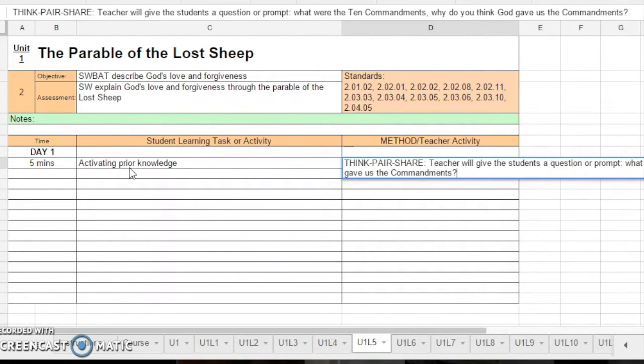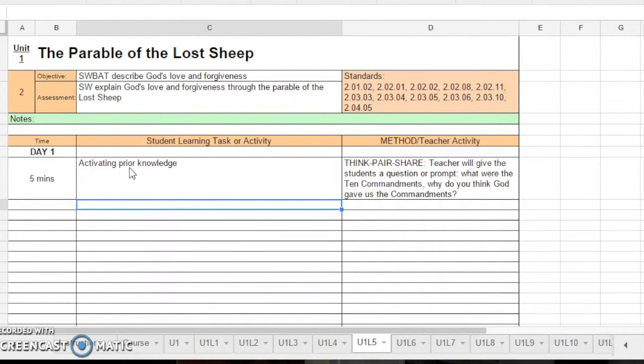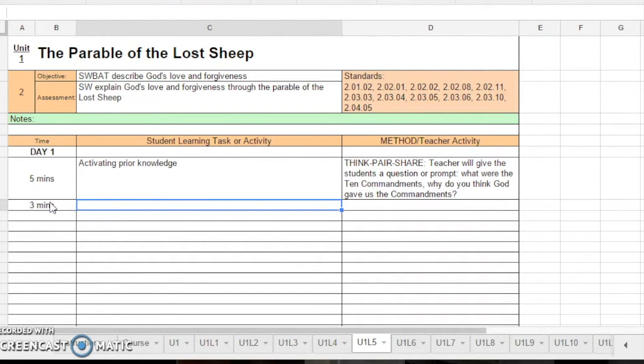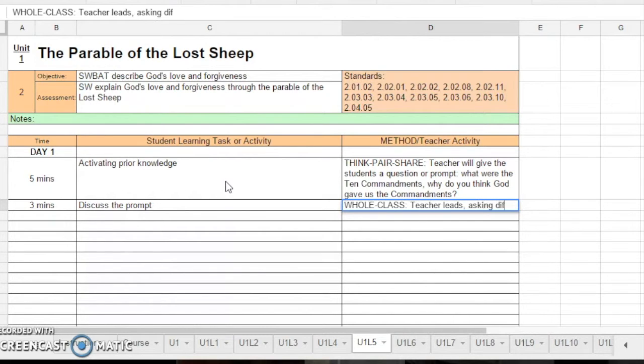This is just something short and sweet to activate their attention and also their prior knowledge, which we have done in previous lessons. After this, for 3 minutes, I want to do a whole class discussion about what they have talked about. So their task or activity is to discuss the prompt or the question. This is going to be a whole class, and the teacher should lead it, asking different pairs what they spoke about.